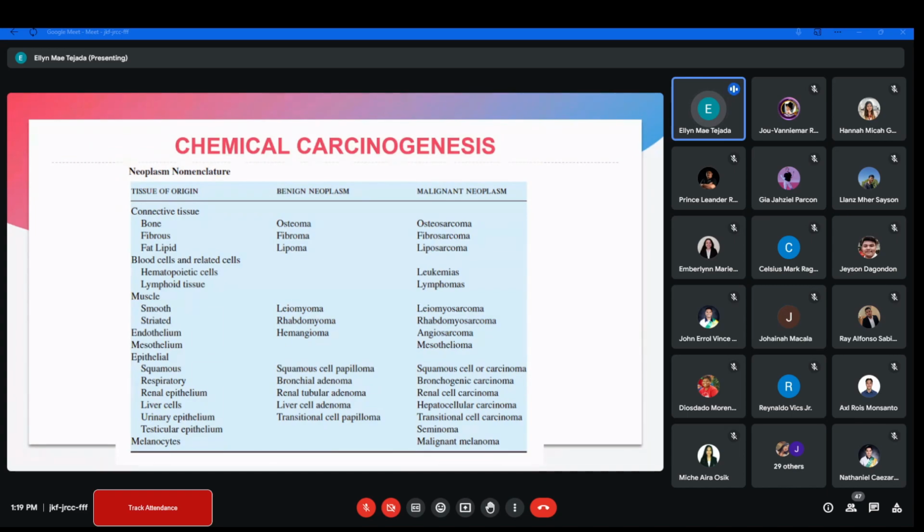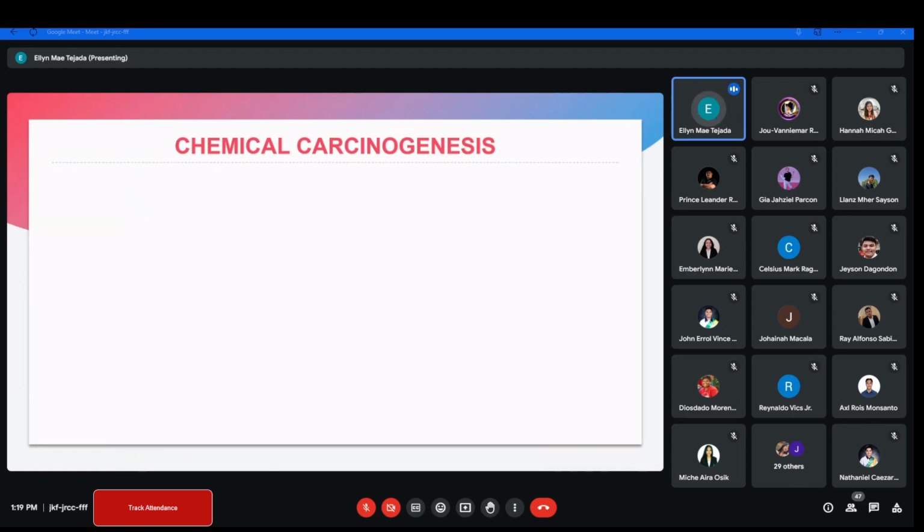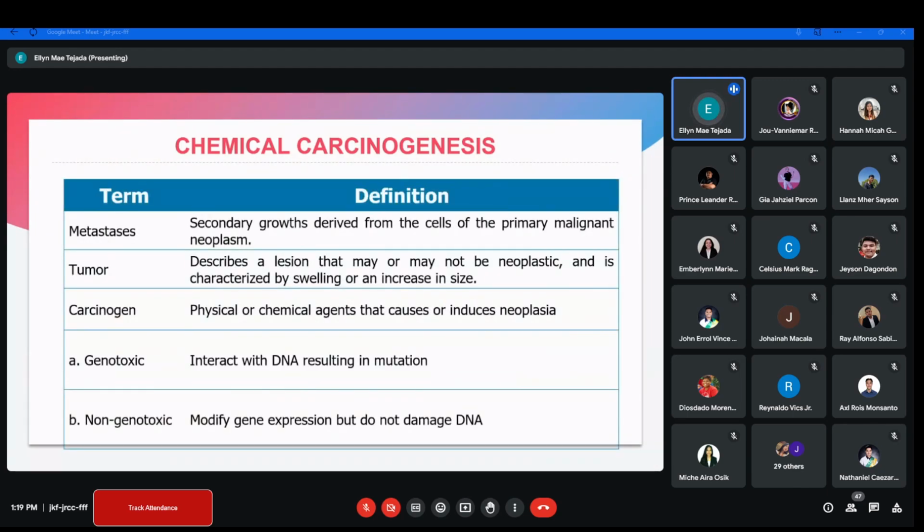Now back to terminologies. The next term under here, also a most common word to everyone, is metastasis. Metastasis is a secondary growth derived from the cells of the primary malignant neoplasm. The term tumor, on the other hand, describes a lesion that may not be neoplastic, and it is characterized by swelling or an increase in size. So tumor is growing. Scientifically, tumor is not equivalent to cancer immediately.